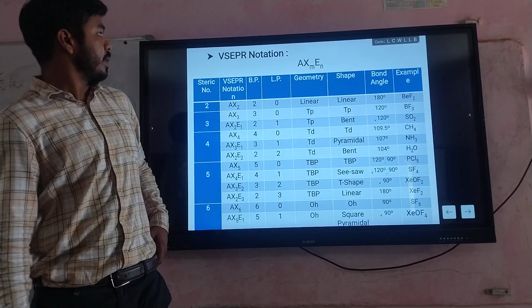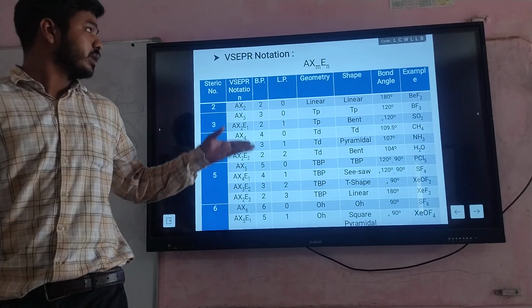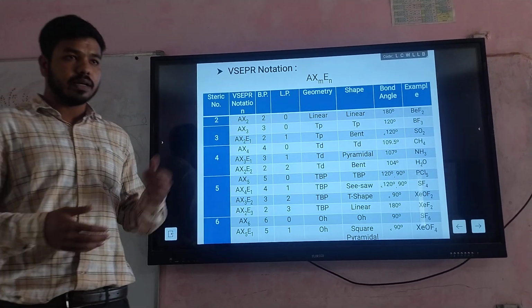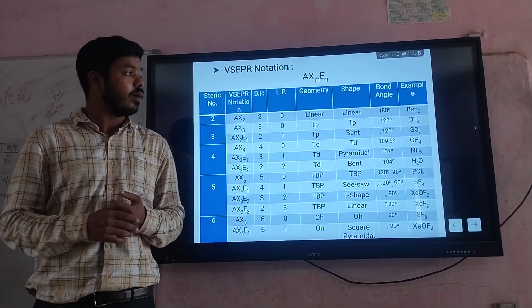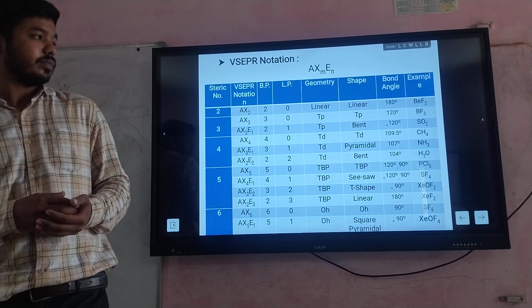Then VSEPR notation. In VSEPR theory, while predicting the shape of a molecule, we use a simple notation, that is AXmEn, where A is the central atom, X is the number of bond pairs of electrons, and En is the number of lone pairs of electrons.